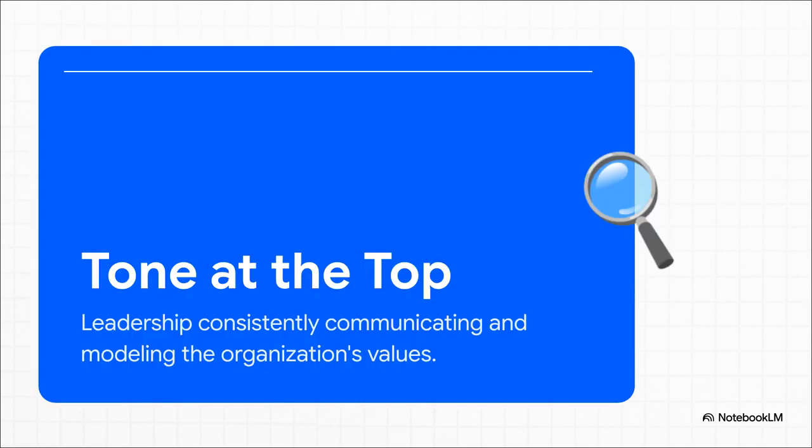And this is exactly why tone at the top is arguably the absolute most critical element of corporate governance. Senior leaders have to consistently communicate and, more importantly, model the right behaviors. If leadership fails to actively set this tone, the culture doesn't just hit pause, it develops by default. And it almost always develops in a direction that ends up harming the organization.